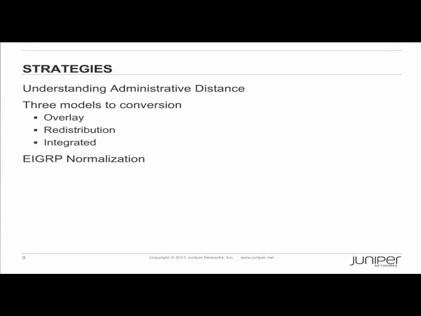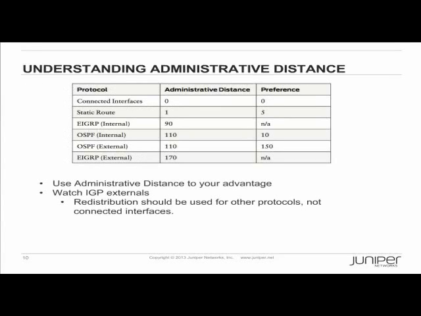We'll go into a little more detail in each slide, but when you're converting your IGP, we get to play a little game with administrative distance. Administrative distance is the value that a router places on information that it's learned through protocols. We'll also go over 3 different models to facilitate a conversion from one protocol to another, one IGP to another. And I want to talk a little bit about EIGRP normalization.